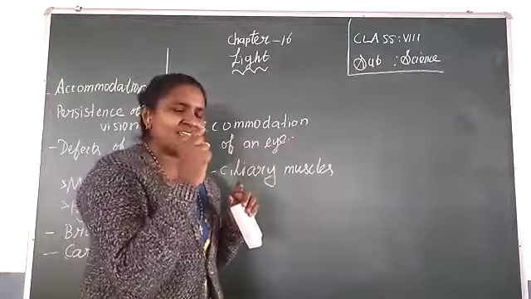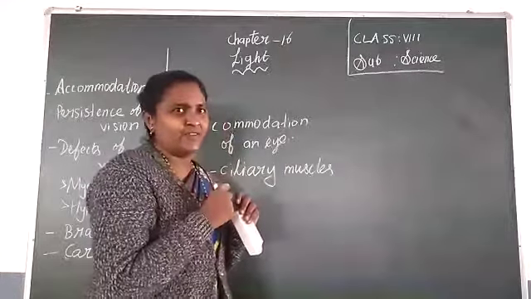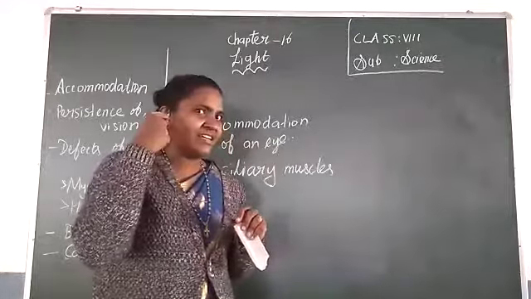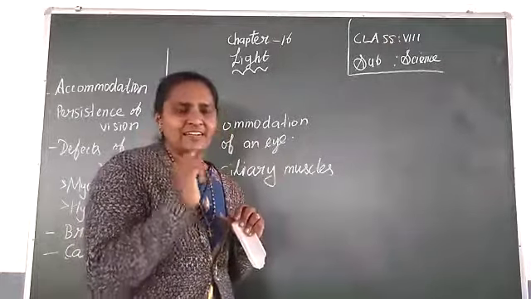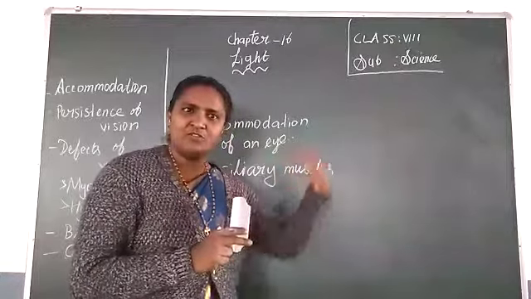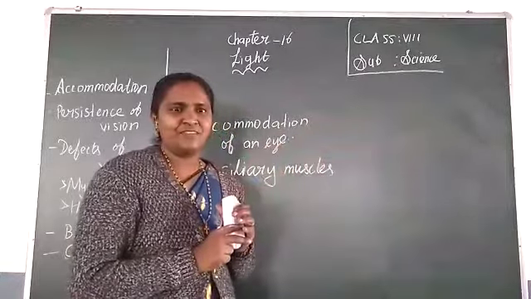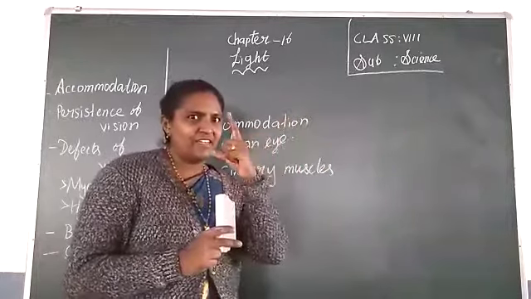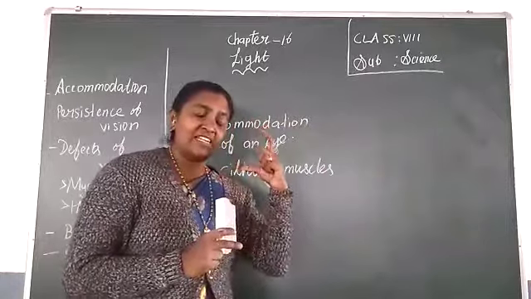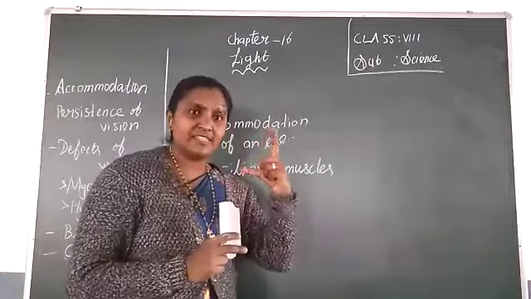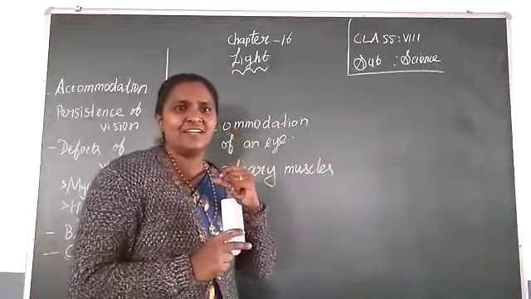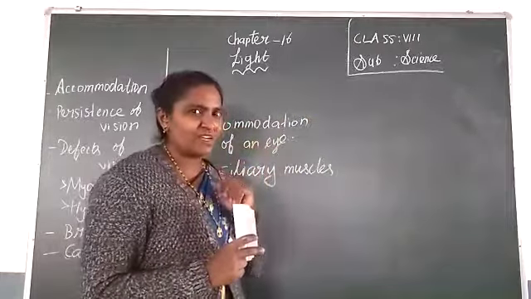These muscles make the lens thinner or thicker, so that the focal length will be adjusted and the image will fall on the retina very clearly. This is the way we can see nearby objects and far away objects. If the object is far away, the lens will be thicker. The ciliary muscles will be adjusted in such a way that we can capture the far away object. Understand?